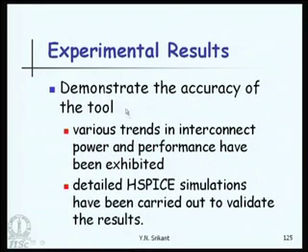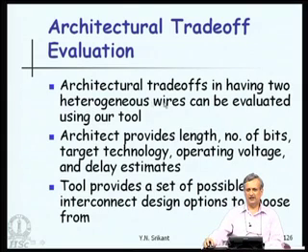What are the results that we can show out of this tool? We wanted to demonstrate the accuracy of the tool. Various trends in interconnect power and performance have been exhibited in this tool, and detailed HSPICE simulations have been carried out to validate the results. For example, architectural trade offs in having 2 heterogeneous wires can be evaluated using our tool. I mentioned instruction scheduling with heterogeneous paths. How do we get realistic values for such paths? Our tool provides these realistic values for the interconnects.